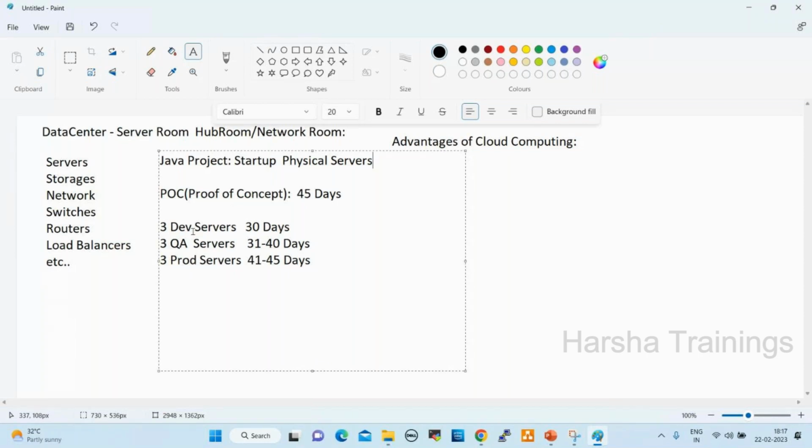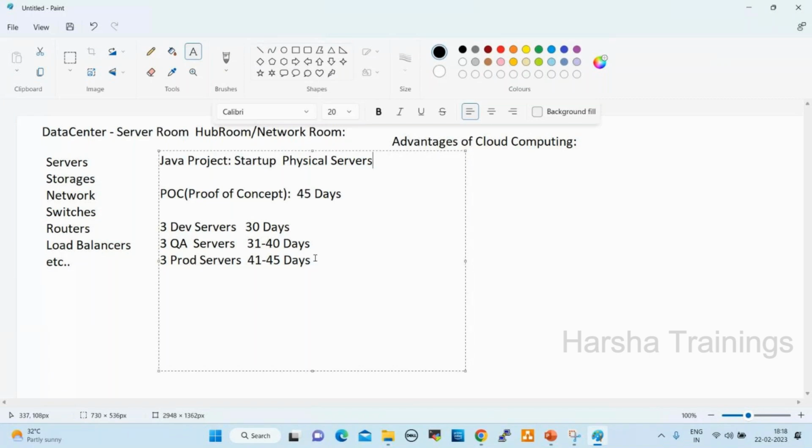Now, three types of servers we take here, and the developers will work on development servers for the first 30 days. Once the development is complete, then testing will happen. After that, the application will be deployed onto production. After that, we can showcase it to the client. This is the process we follow, right?